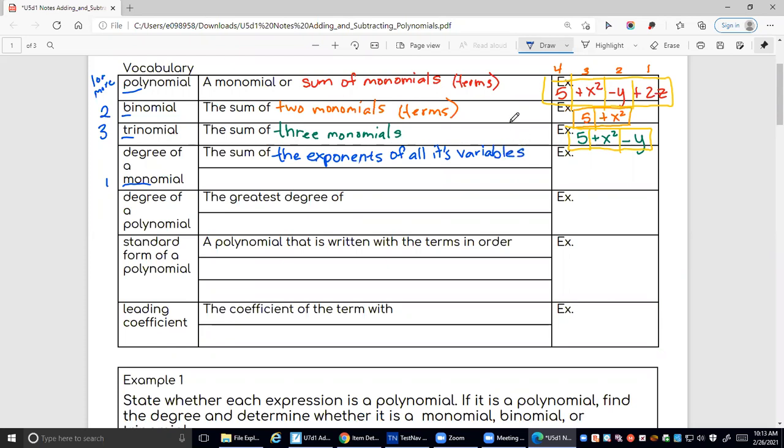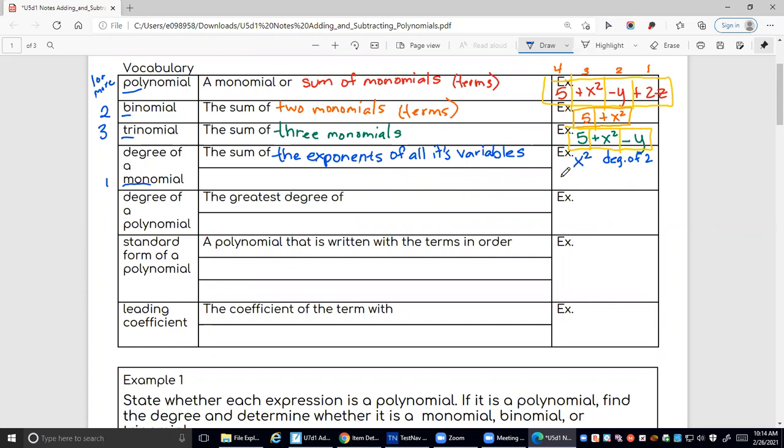Okay, so for example, let's say I have x to the 2nd power. Well, this means that my exponent is the little number, right? The base is x, and the exponent is 2. And so I'm just adding up any exponents that I have on top of a variable. So this has a degree of 2.